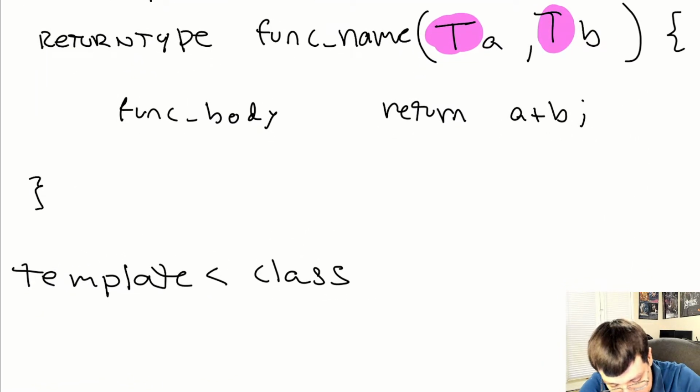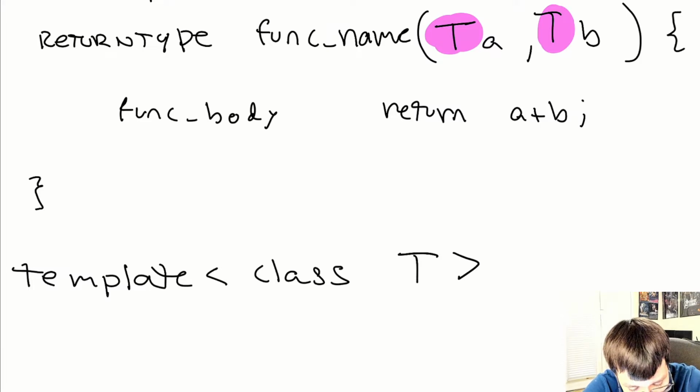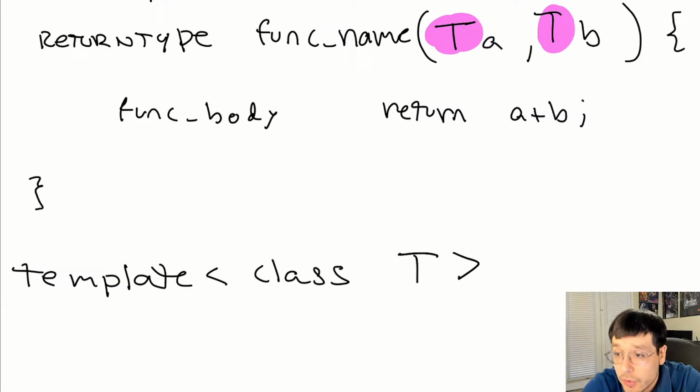All right. So class T. And then let's just say we want to return the result of the addition instead of couting it, I guess, because I wrote return there.